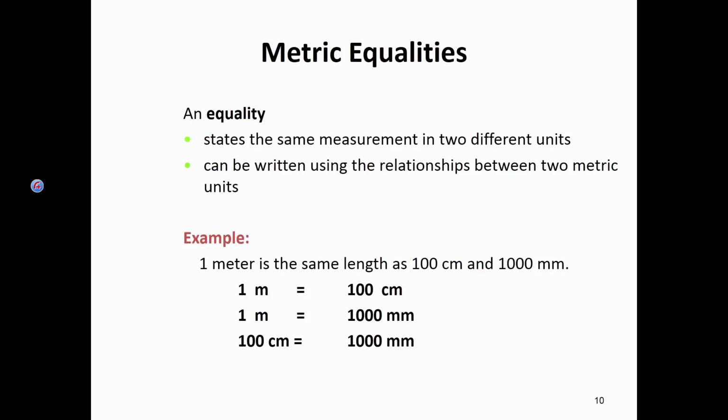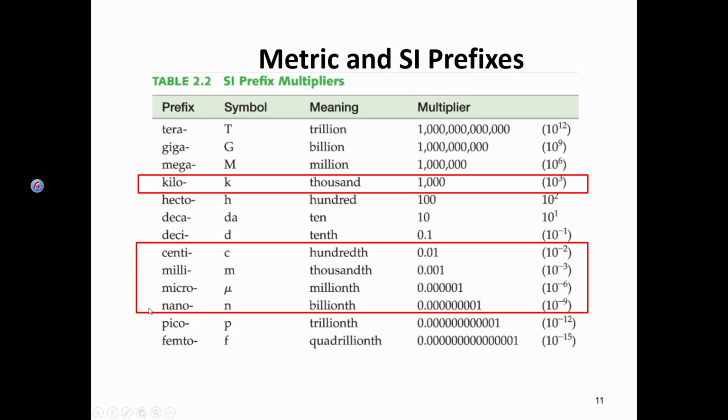We can write equalities based on relating a number with a prefix to a number without a prefix, and we're showing these here. And we can use these equalities to go from one measurement to another, as we will see. Okay, so we can see 1 meter equals 100 centimeters, 1 meter equals 1,000 millimeters, etc. These equalities are based on what the meaning of these prefixes are.